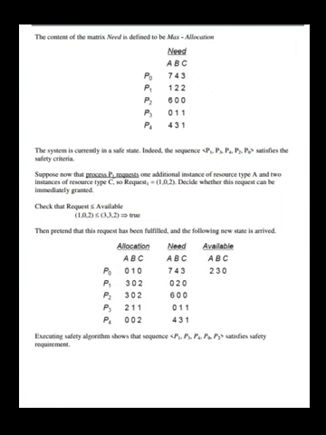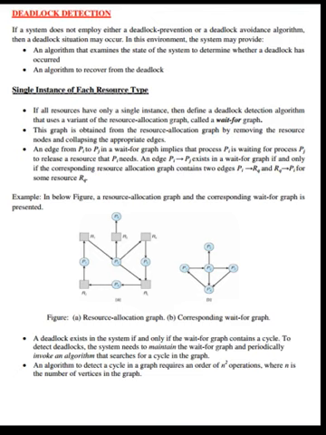Then pretend that this request has been fulfilled and the following new state is arrived. See the figure. Executing the safety algorithm shows that the sequence P1, P3, P4, P0, P2 satisfies the safety requirements. Now let us see deadlock detection.